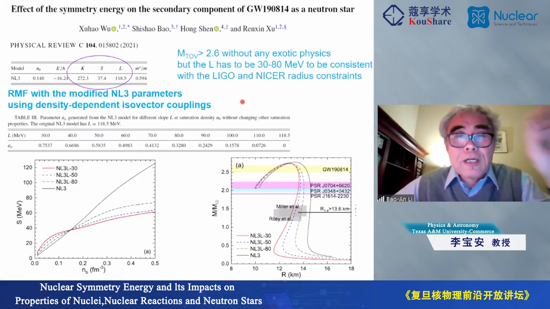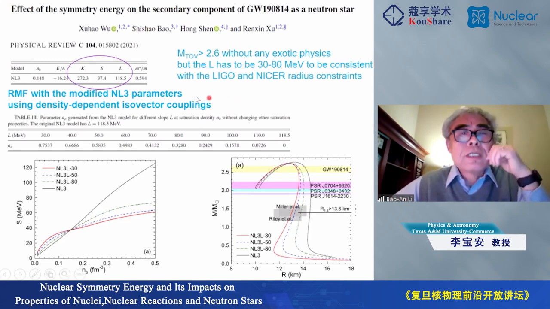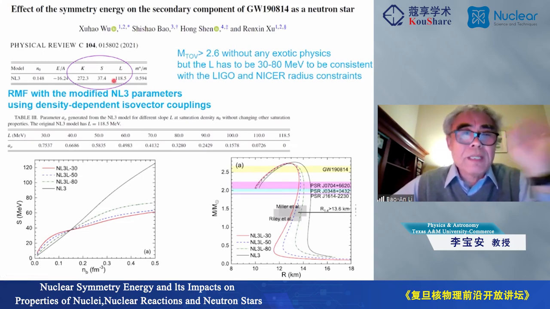Just assuming neutron stars are made of neutrons, protons, electrons, muons, they use the modified relativistic mean field model with modified parameter sets starting from NL3. So NL3 is well known to have a very stiff equation of state, K0 of 272 MeV, the magnitude of symmetry energy 37, the slope of symmetry energy like 119. These numbers are relatively high compared to the fiducial empirical values we know based on many analyses.